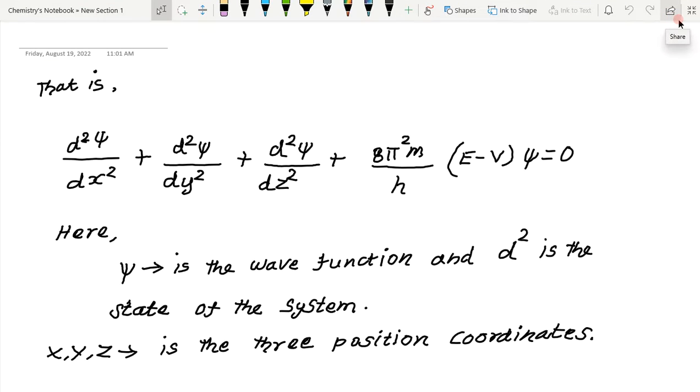That is d square psi upon d x square plus d square psi upon d y square plus d square psi upon d z square plus 8 pi square m upon h square into E minus V times psi equal 0. Here psi is the wave function of the state of the system. Here x, y, z are the three position coordinates.